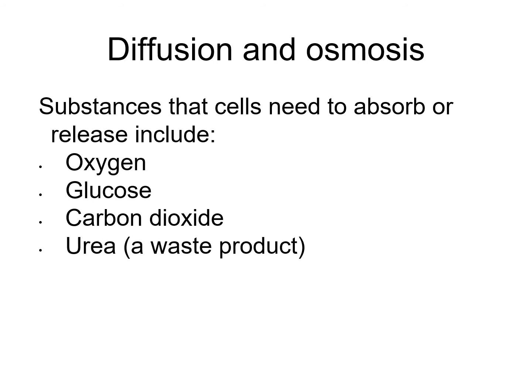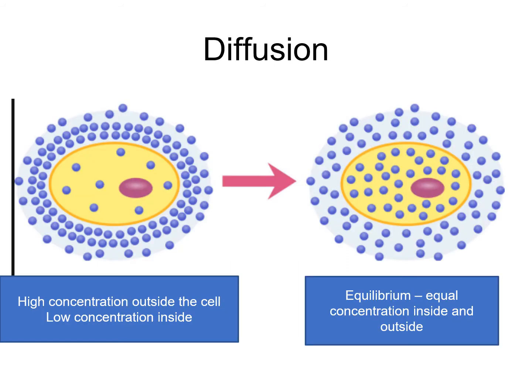And animals also need to get rid of a waste product called urea. You've got all this information in your notebook. Water being the last one. So diffusion is a way that particles move in and out of cells across a semi-permeable membrane.